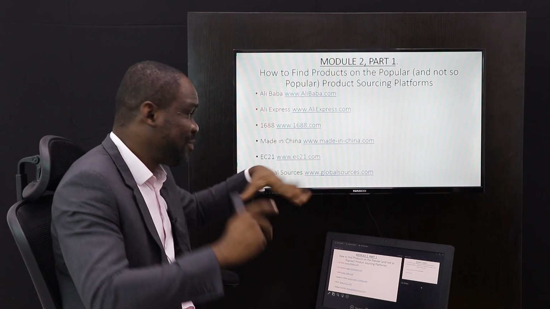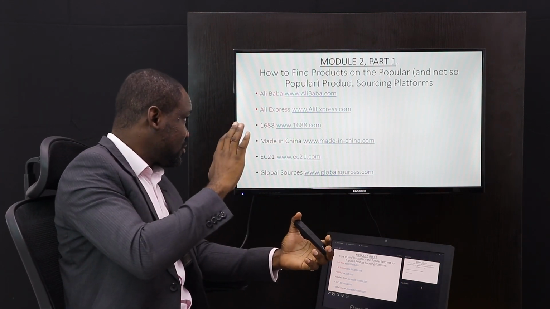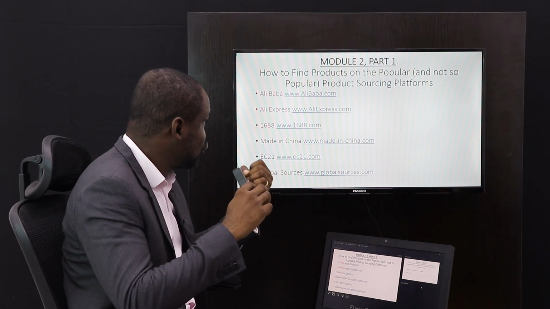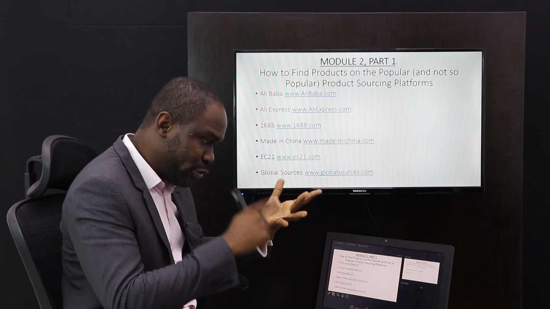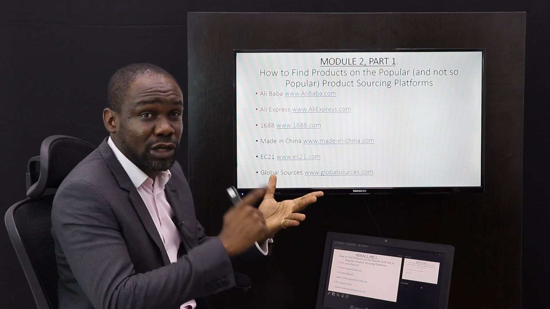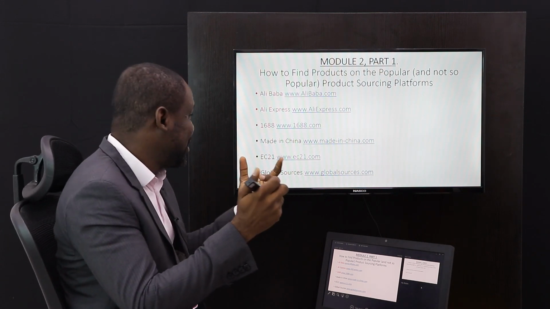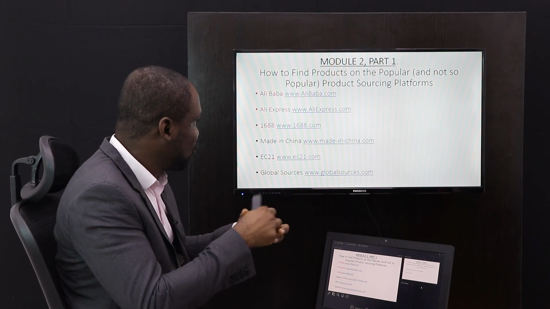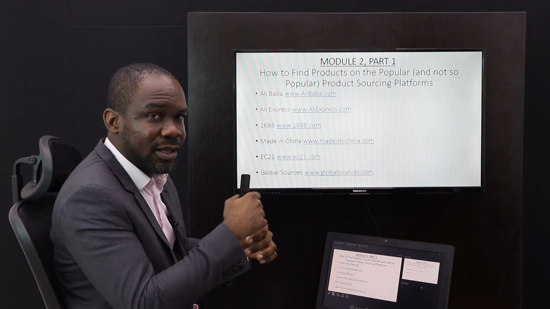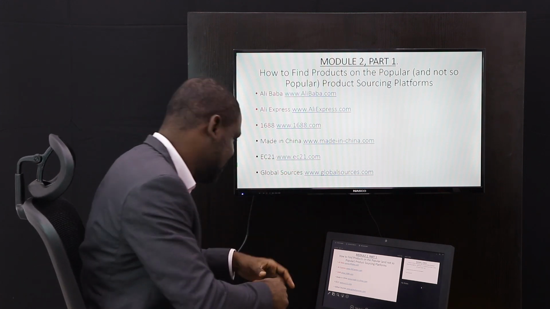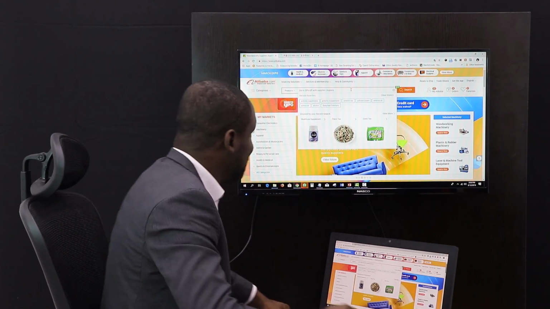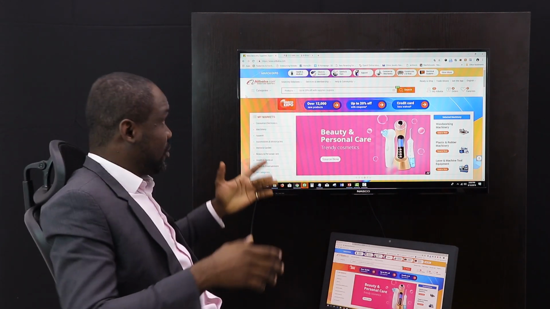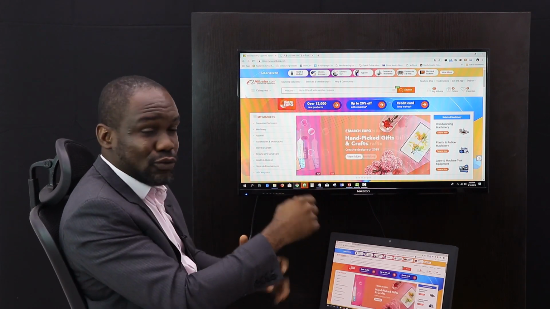But I'm going to use Alibaba as an example, to show you how to decide on the products to import and the manufacturer to buy from. So we're going to be using Alibaba as a case study, more or less. All right, so let's go back to our screen, so I can do a demo live for you guys to see. All right, so this is the Alibaba website. I want to show you how to use Alibaba to source products.